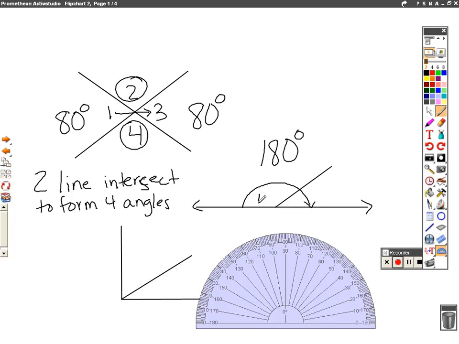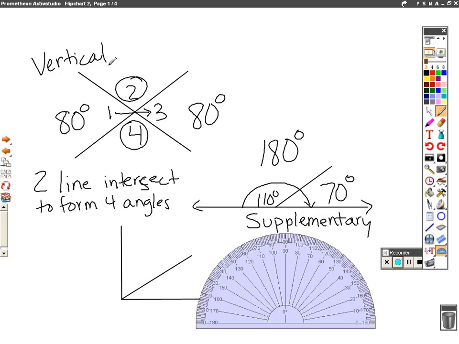If I told you this was 110, I've only traveled 110 out of 180 degrees. What's left? 70 degrees. So this would be an example of supplementary. Supplementary angles add up to 180. The final, let me put a title on this one. These are my vertical angles.